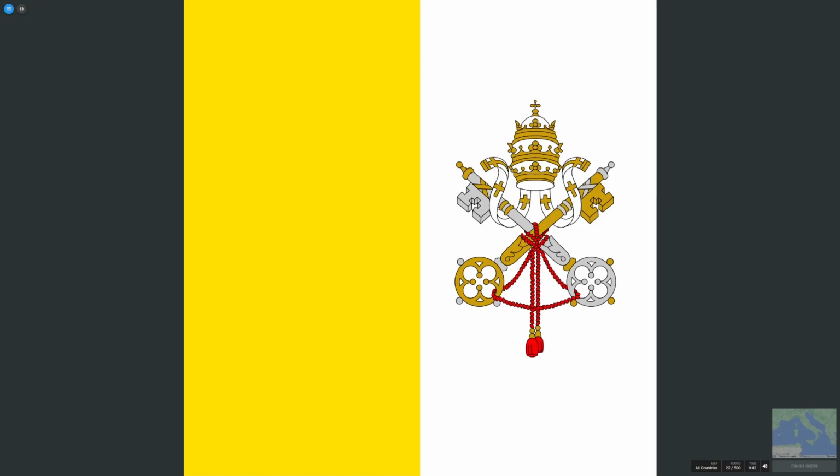So here we have the Vatican flag. Vatican does not have regular flag measures, it's kind of a square, not a rectangle. It has yellow on the left and white on the right. And here is the coat of arms of the country.